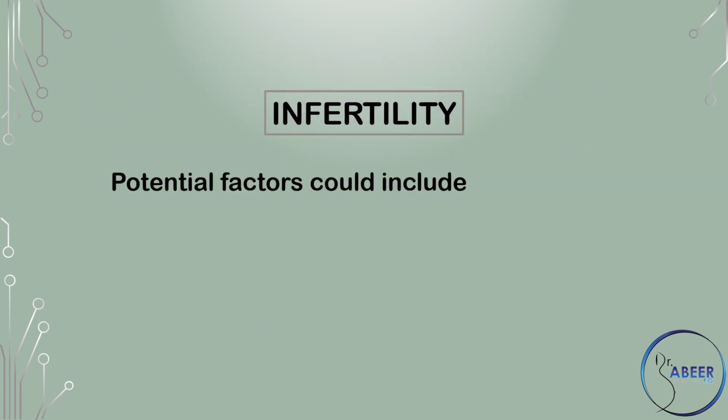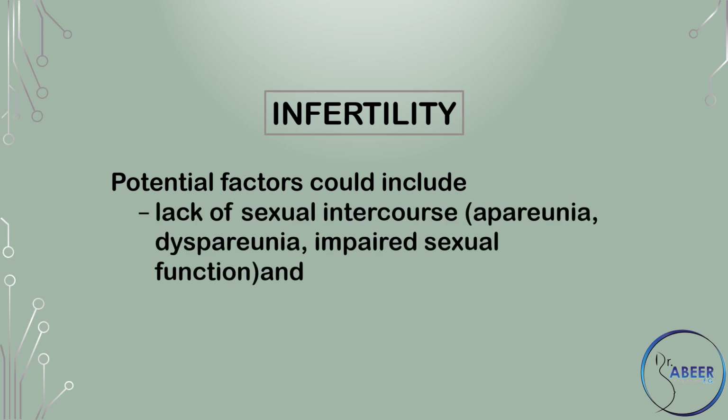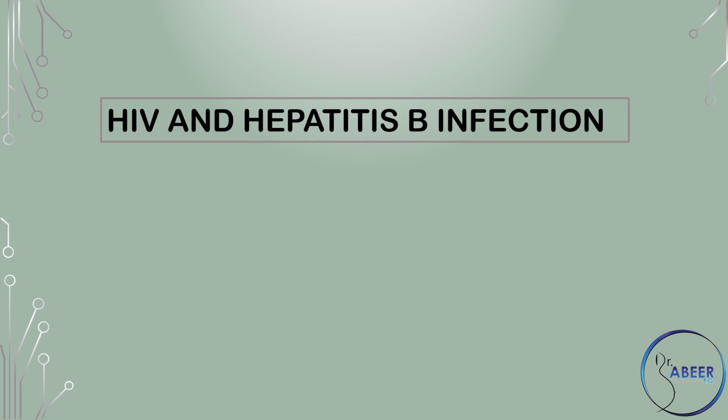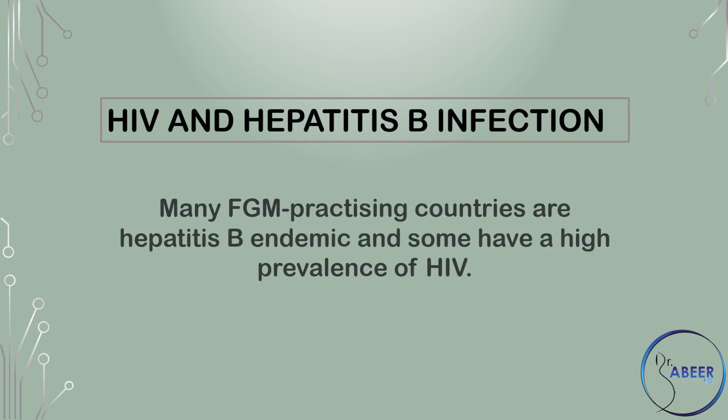Infertility. Potential factors could include lack of sexual intercourse, such as apareunia, dyspareunia, and impaired sexual function, and ascending infections caused by the FGM procedure. HIV and hepatitis B infection. Many FGM practicing countries are hepatitis B endemic, and some have a high prevalence of HIV.